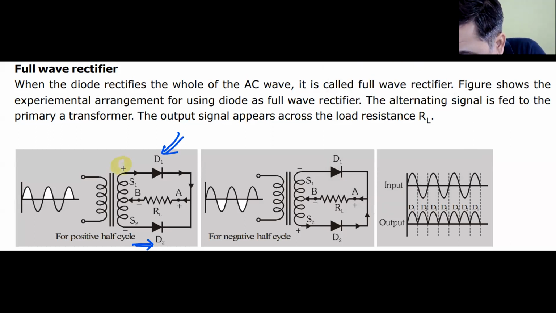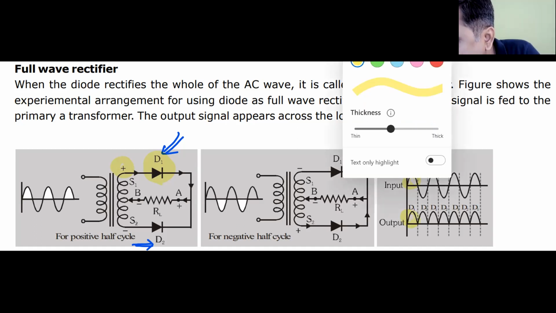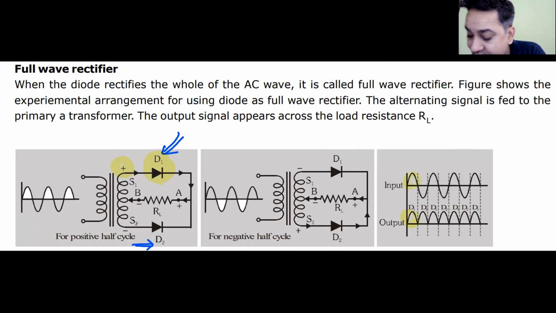In the positive cycle, diode D1 is forward biased, yes or no? Yes, sir. So D1 diode will conduct and you will have this yellow portion of the wave coming. Do we understand this? But in the negative cycle, I will use pink color. In the negative cycle, this is negative and this is positive. So this diode D2 will conduct now. Yes or no? You understand this, sir?